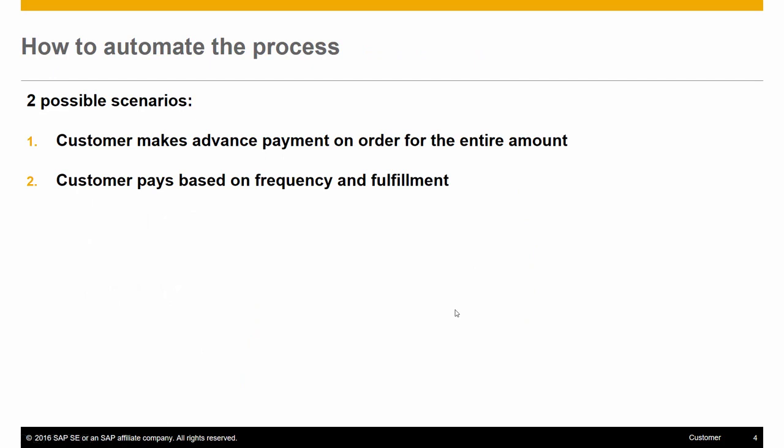Let's examine two possible scenarios and how we can automate the process of posting the recurring revenue in SAP Business One. The first scenario is that the customer makes advance payment on order for the entire amount of the agreement. Throughout time, we deliver the items and services and recognize revenues per IFRS 15. The second scenario is where the customer pays based on the frequency and fulfillment of the items or services provided.